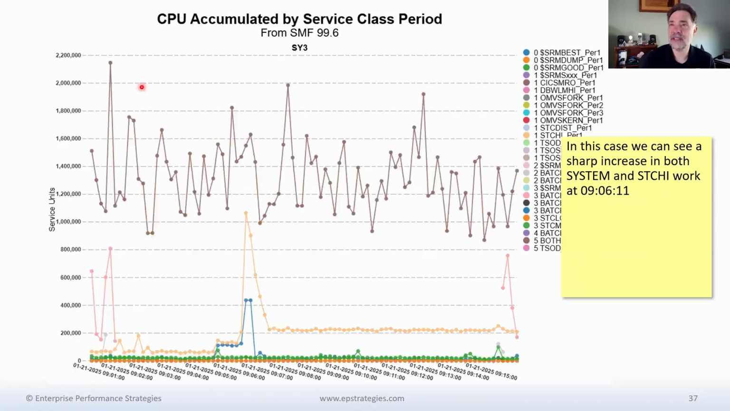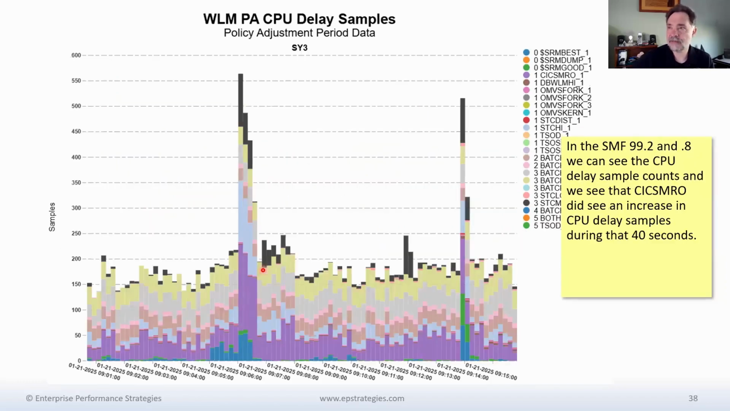Okay, so here's a different example. This is a completely different system, different time here. In this case, we see a sharp increase in both system and STC high work at 906. And so we may be interested, well, what's in there? Or is this causing a problem, right? And in the 99 subtype 2 and the subtype 8 data, we can actually see CPU delay sample counts.